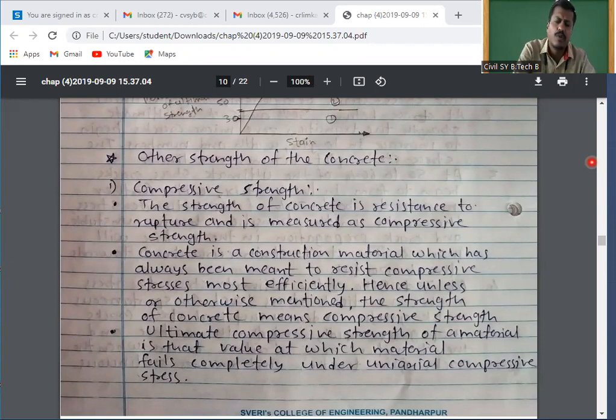Now what is the size of the concrete cube? The size of the concrete cube is 150 by 150 by 150 mm. What is the size of concrete cube? It is 150 by 150 by 150.